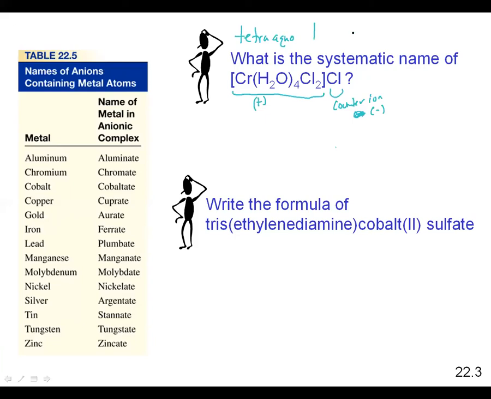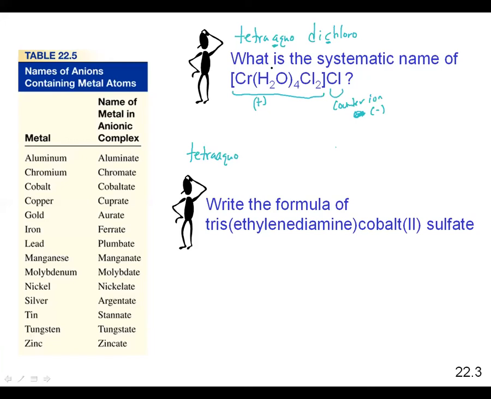So we want to put this together alphabetically. Alphabetical is actually going to be A before C. So we're going to put them in alphabetical order regardless of prefix. So this is going to be tetraaqua dichloro. Now we need to figure out a couple of things here.